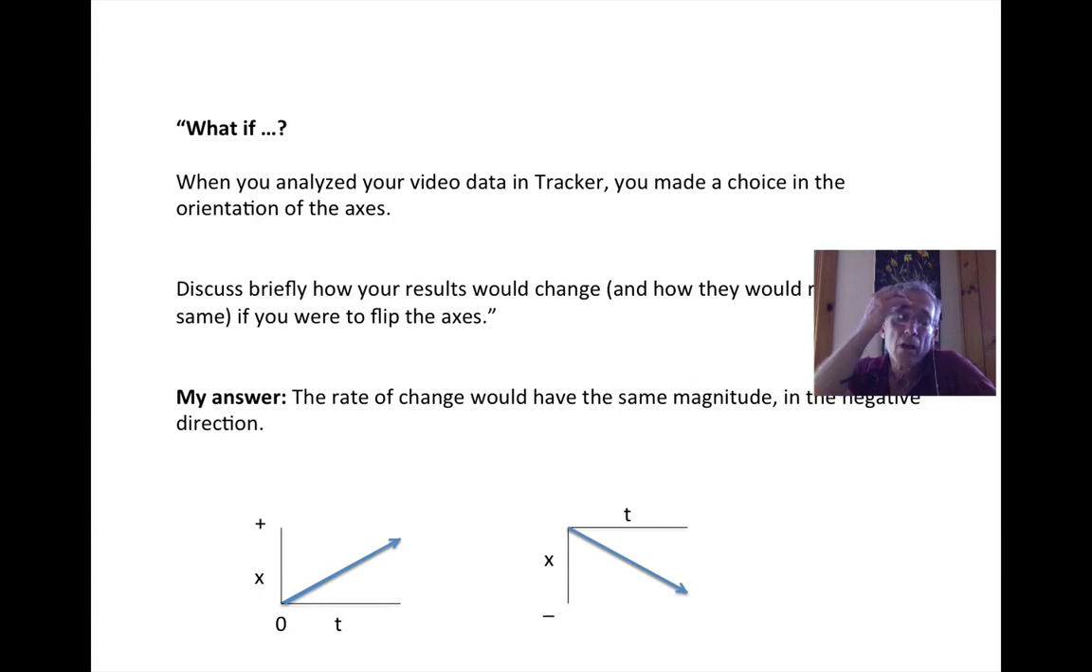I then answered this question: what would happen in Tracker if we made a different choice about the orientation of the axes? My hypothesis is that this is what would happen: because the default axis is from left to right, and that's the way my video ran since I didn't invert it, the object moved from left to right, so that was in the positive direction. If I had either inverted the video or inverted the axis, I would have had the displacement going in the negative direction at the same rate.